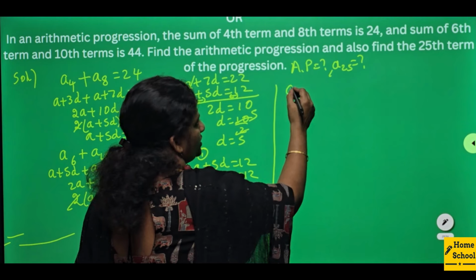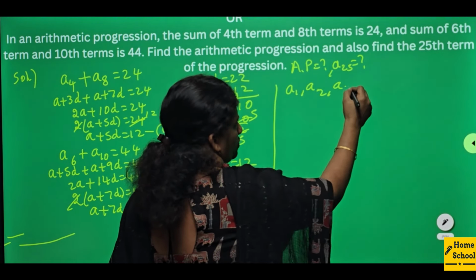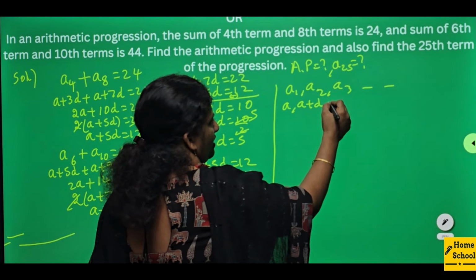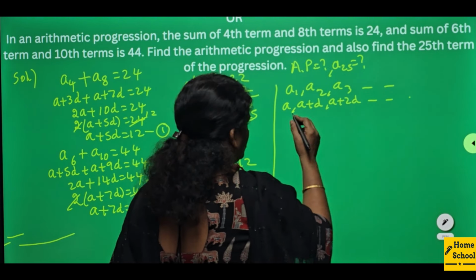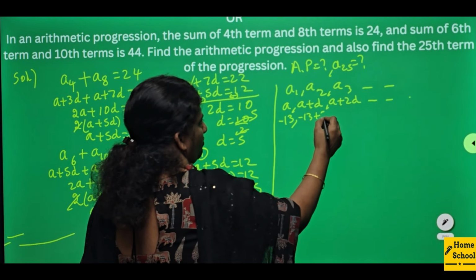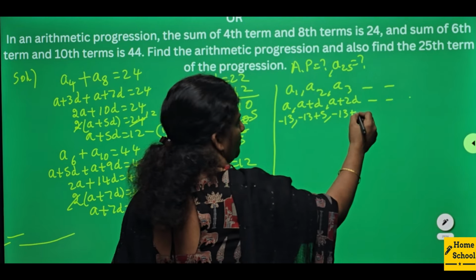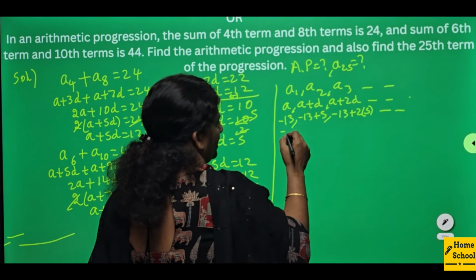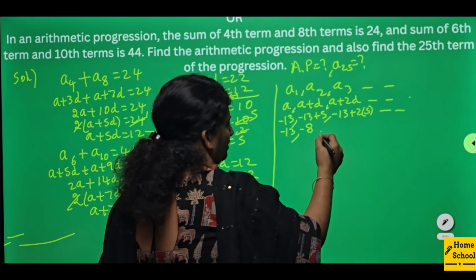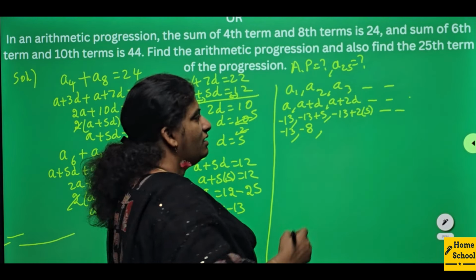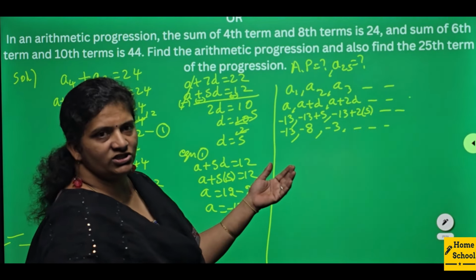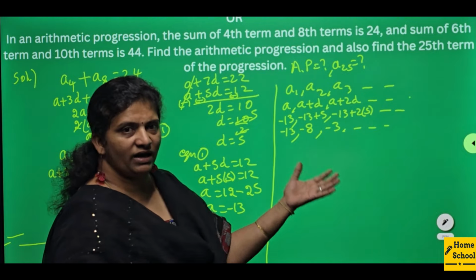What is arithmetic progression? a1, a2, a3, and so on are needed. Or else the general form: a, a plus d, a plus 2d, and so on. Substitute a and d value here. Minus 13, comma, minus 13 plus 5, comma, minus 13 plus 2 into 5. That is minus 13. Minus 13 plus 5 will be minus 8. Minus 13 plus 2 5s are 10. Minus 13 plus 10 will be minus 3, and so on. Therefore, the arithmetic progression is minus 13, minus 8, minus 3, and so on.